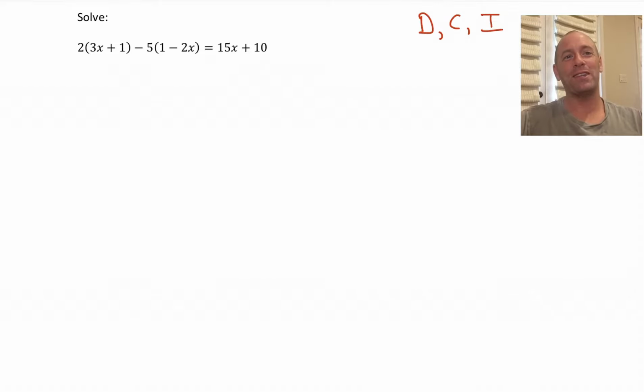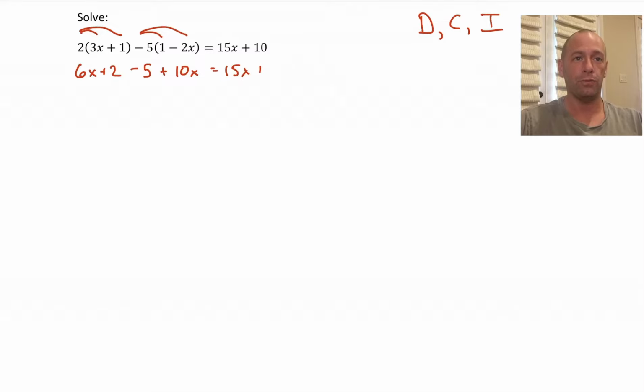Okay, so we see that we've got some brackets. We're going to have to take care of that first using our distributive property. I've got two groups of 3x plus 1. That would be 6x plus 2. In that next case, don't forget to distribute negative 5, not just 5. So it'll be negative 5 plus 10x, and that's equal to 15x plus 10.